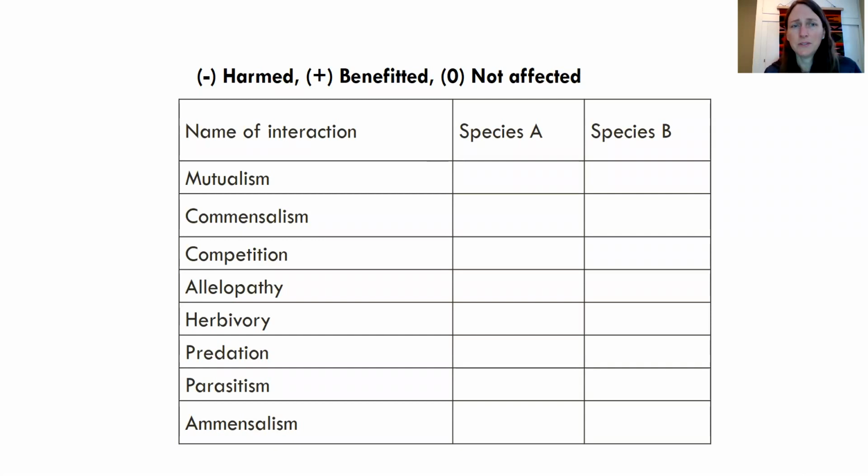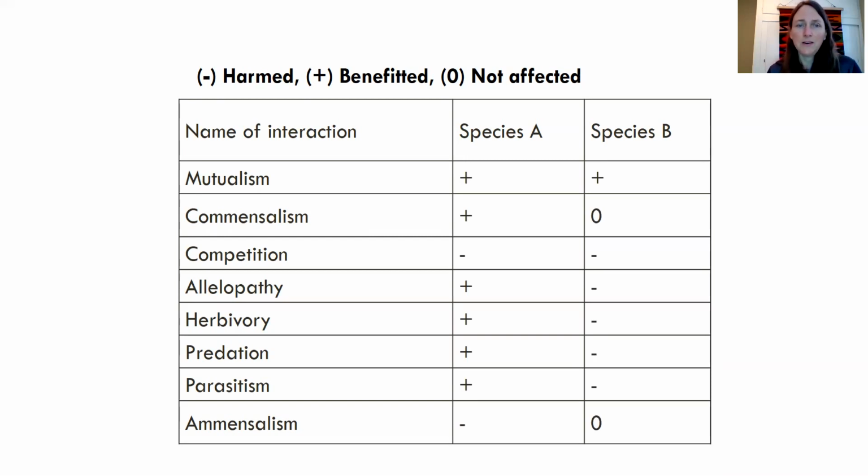So here, just for a little practice, is a table where you can stop the video and try to write in what is happening to two different species if they're involved in an interaction. Is one harmed, is one benefited, or not affected? For each of these cases, there are two organisms involved and they're either being harmed, benefited, or not affected. And so you can fill in all of these species interactions. So pause the video. Okay, so then after you've filled this in, I'll show you the answers.